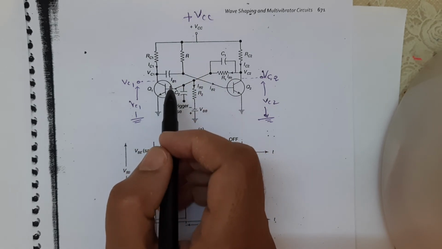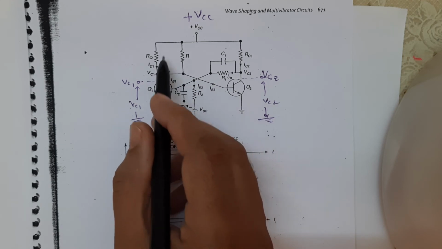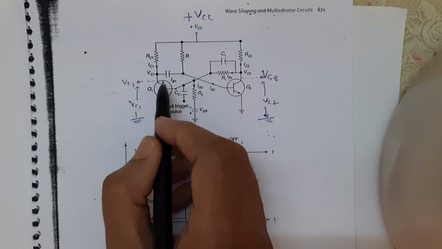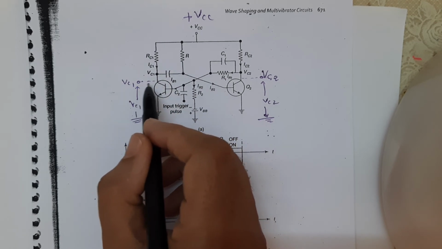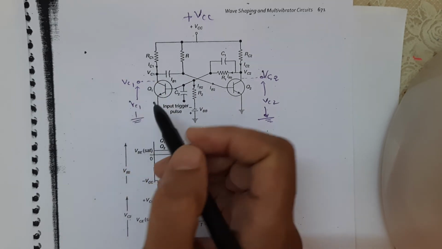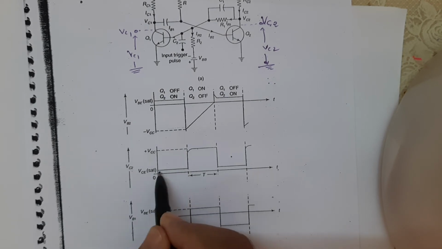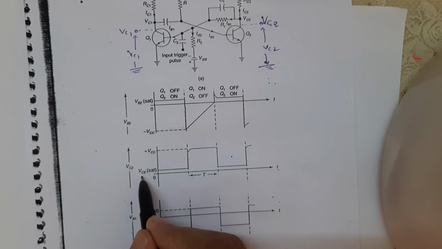Then VC1, the output of Q1, is equal to VCE saturated. When it is in on condition, the current passes through it and there is a very low voltage across the collector to ground, that means VC1. So we can see in the graph that the VC1 voltage during this period is very low, nearly zero, which is known as VCE saturation. That means approximately nearly 0 volt.